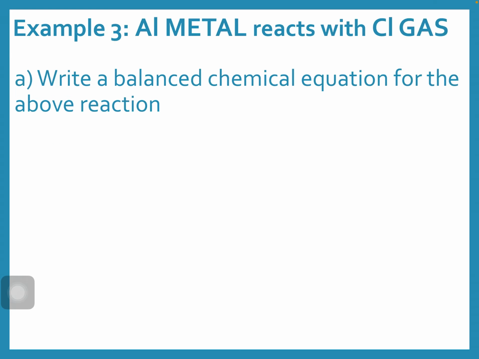Example 3, aluminum metal reacts with chlorine gas. So the first thing we're going to do is write a balanced chemical equation. Aluminum is a metal, and metals we find as single atoms when we write our balanced equations. Aluminum is a solid.